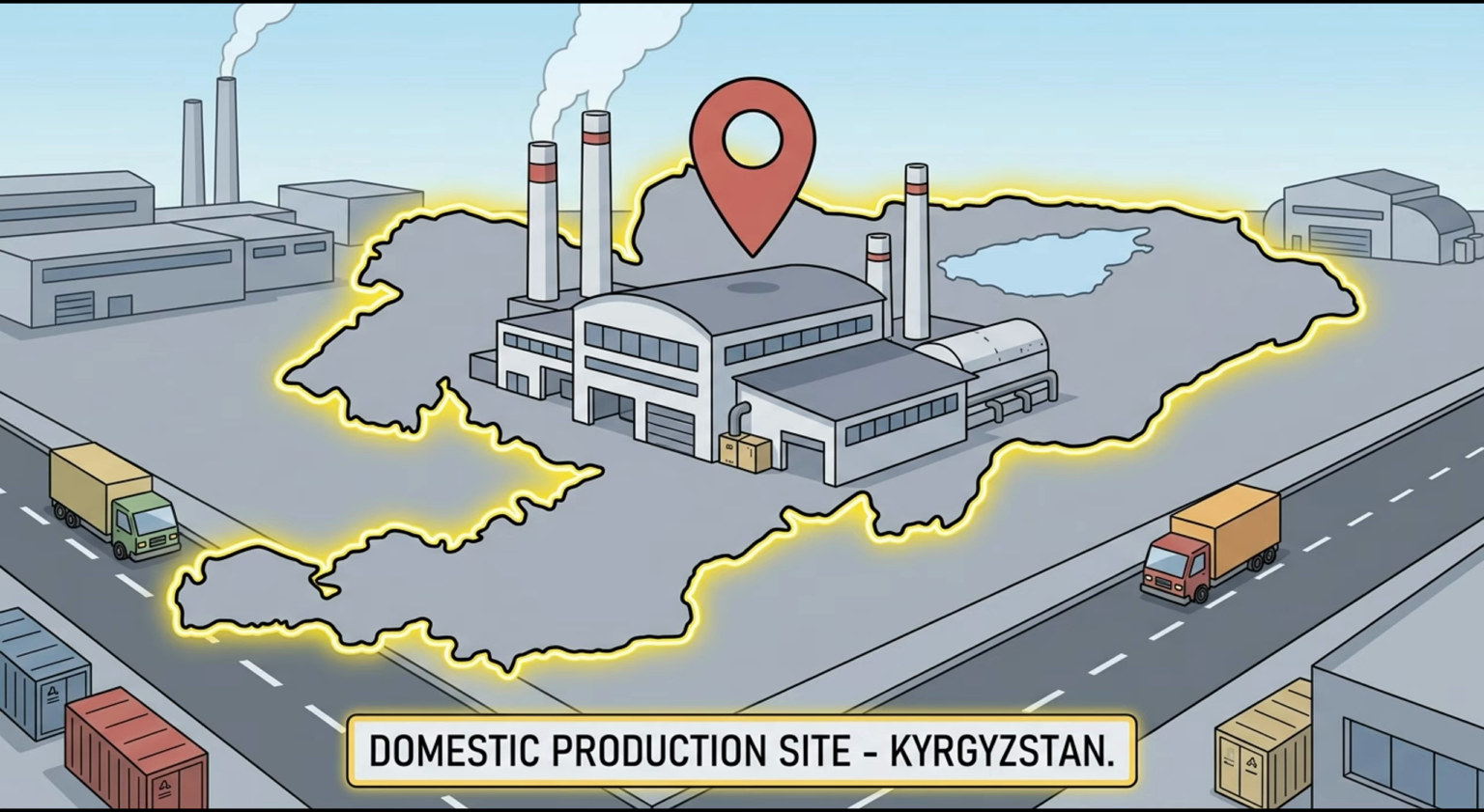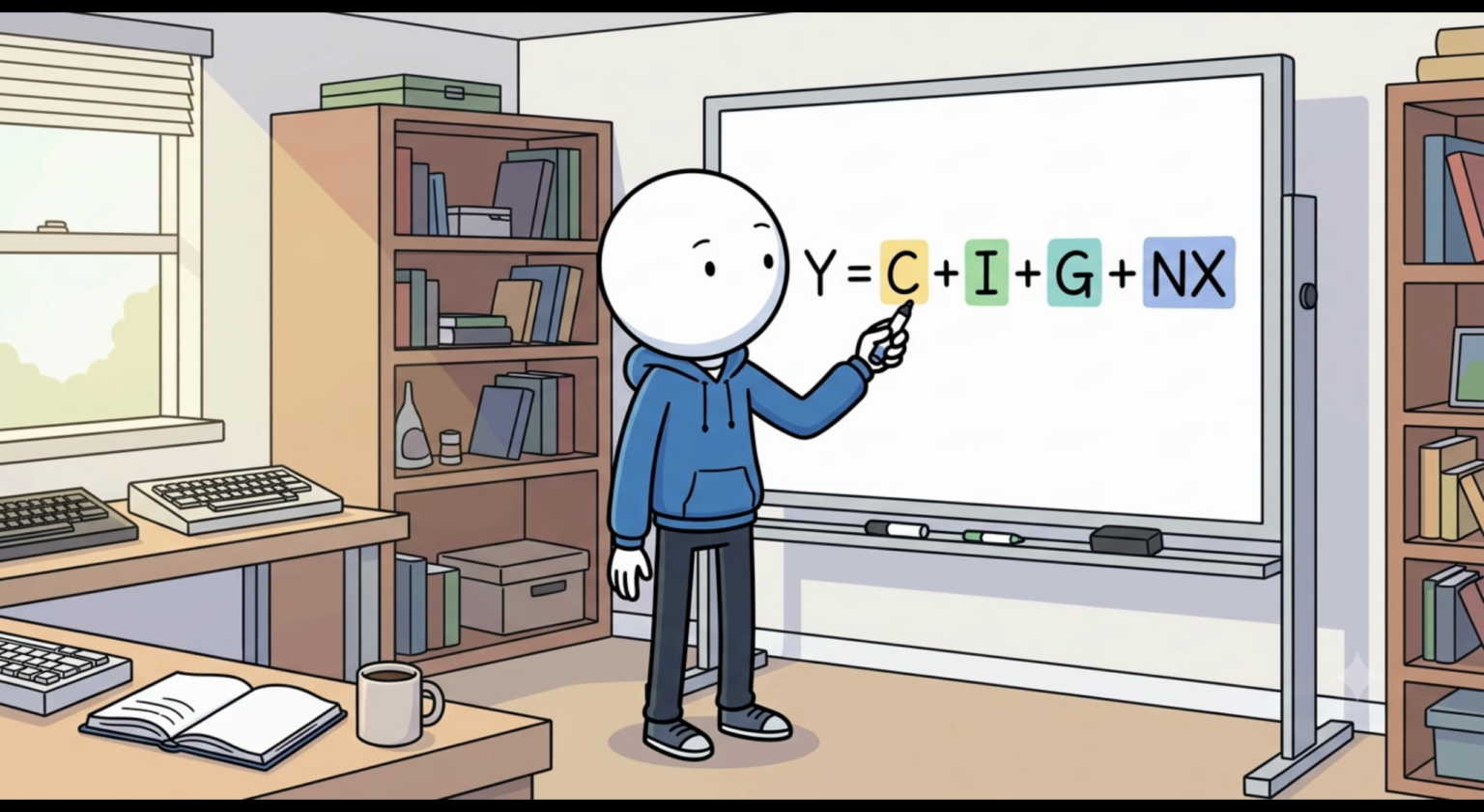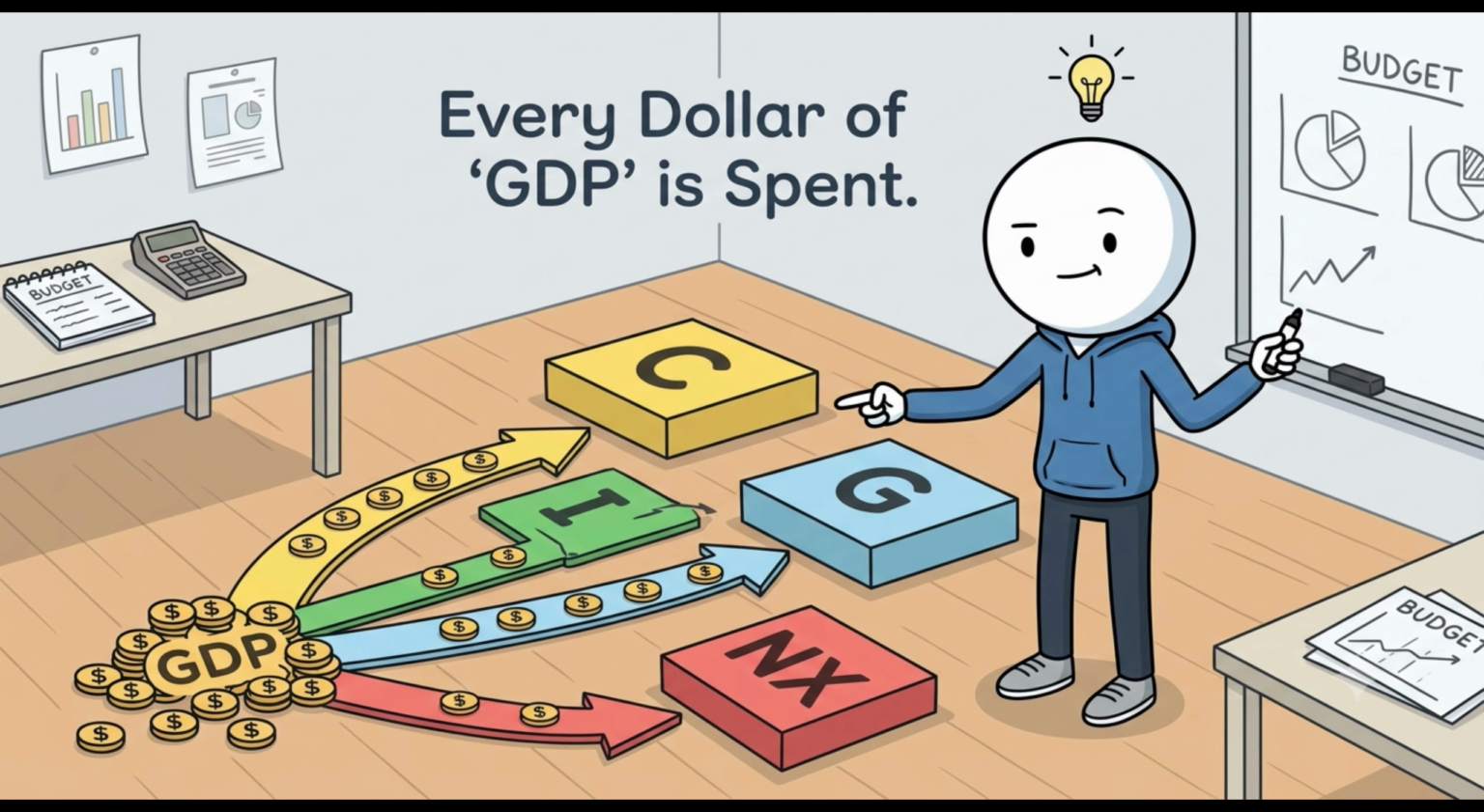The second bucket is investment, represented by the letter I. In macroeconomics, investment doesn't mean buying stocks or bonds. For John, investment means buying a new 3D printer for his workshop or building a new warehouse. It is the purchase of goods that will be used in the future to produce more goods and services. Even when a person buys a brand new house, it falls into this category rather than consumption.